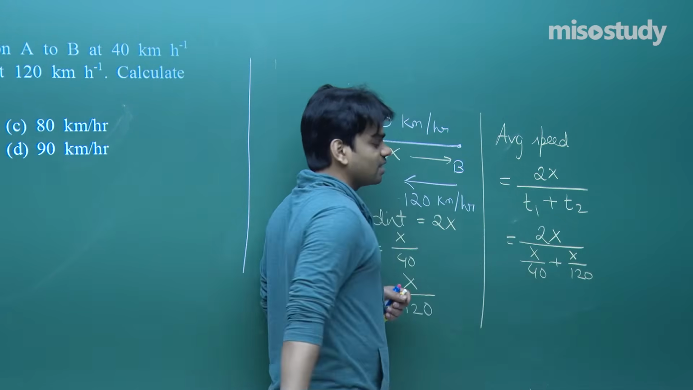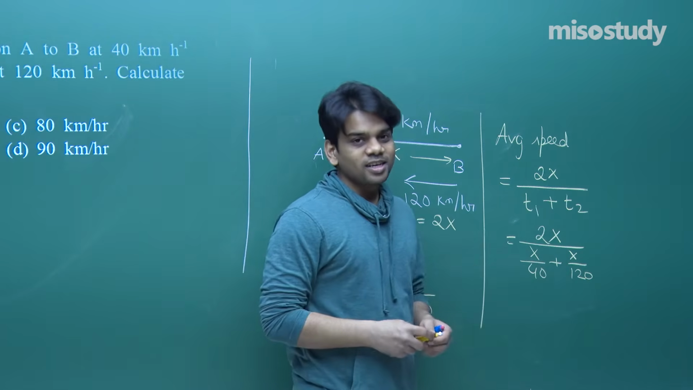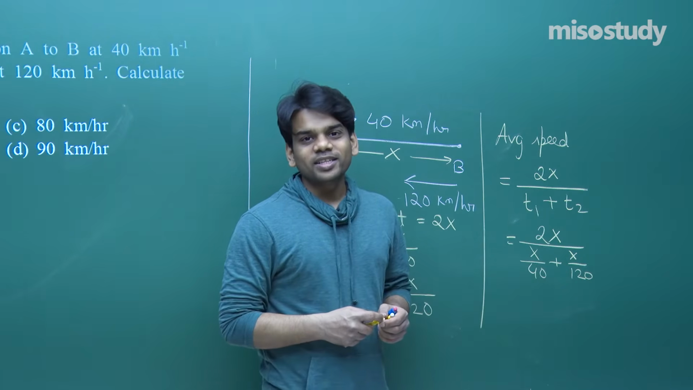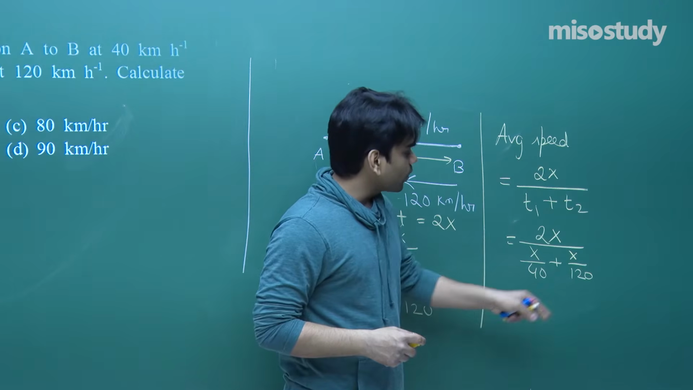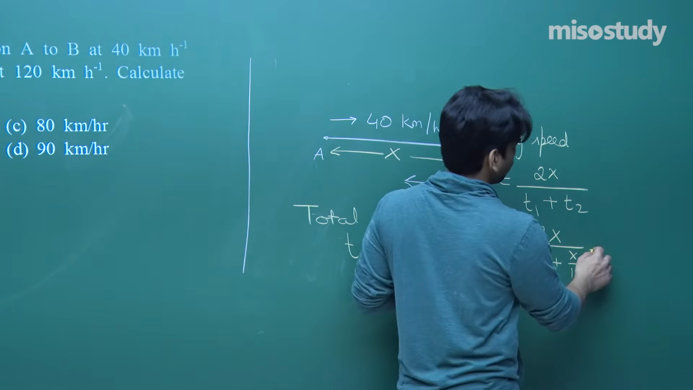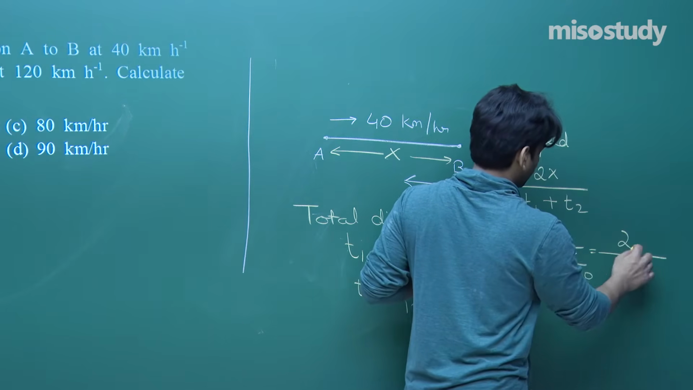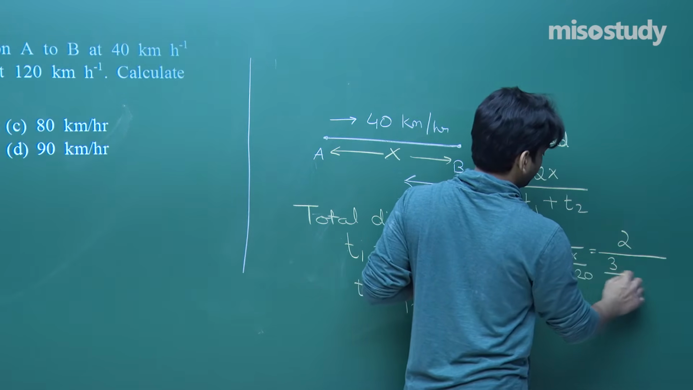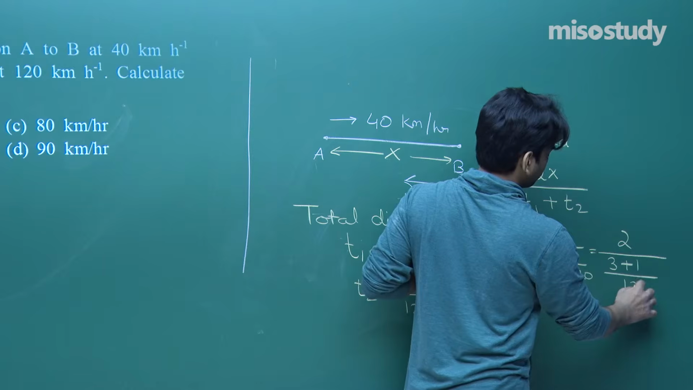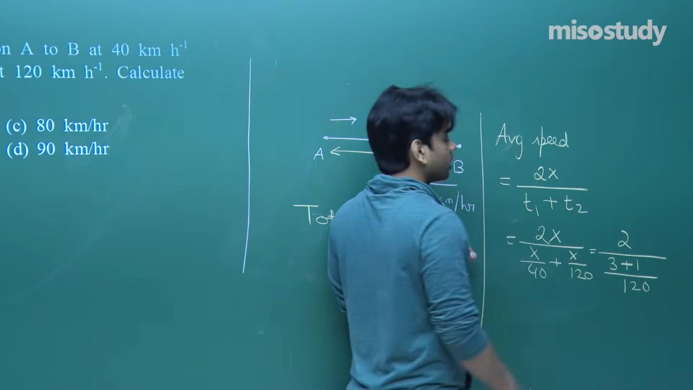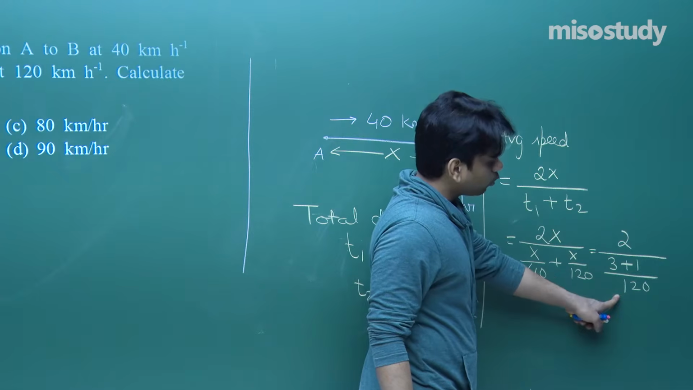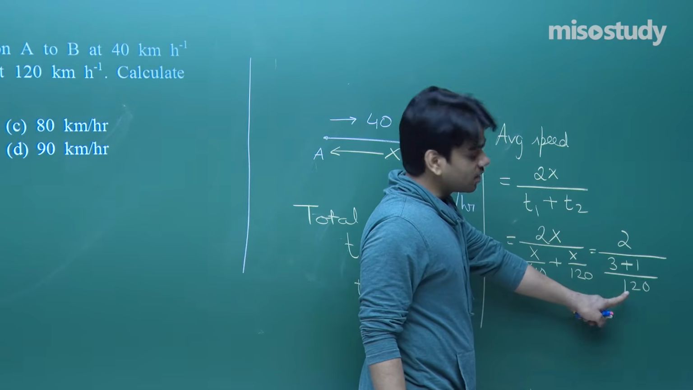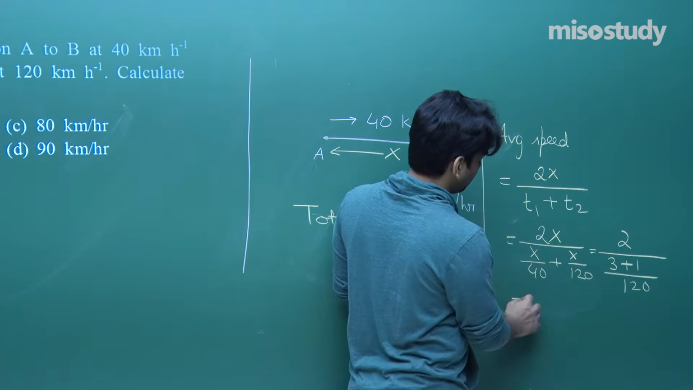x and x will be cancelled out, we'll be left with 40 and 120. Now see, 40 and 120, the LCM would be 120. So 2 divided by (3 plus 1) over 120. This will come out to be 4 upon 120. That will give you 30. 30 into 2 will give you 60 kilometer per hour.